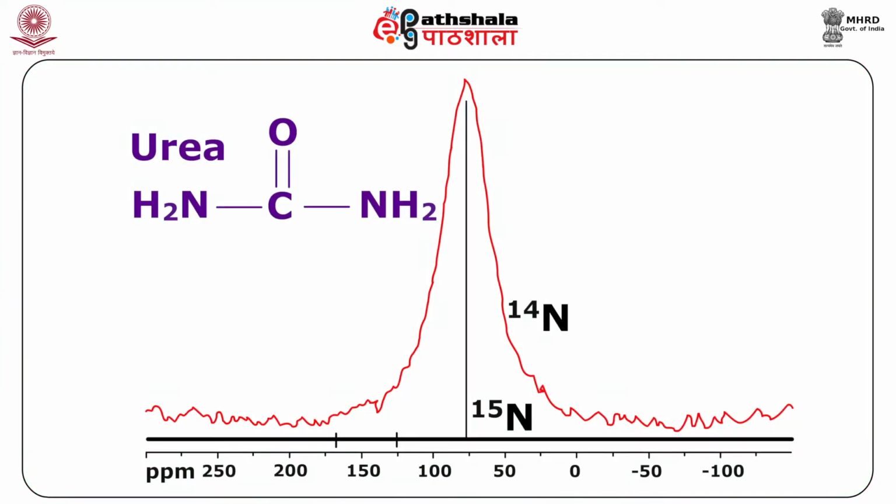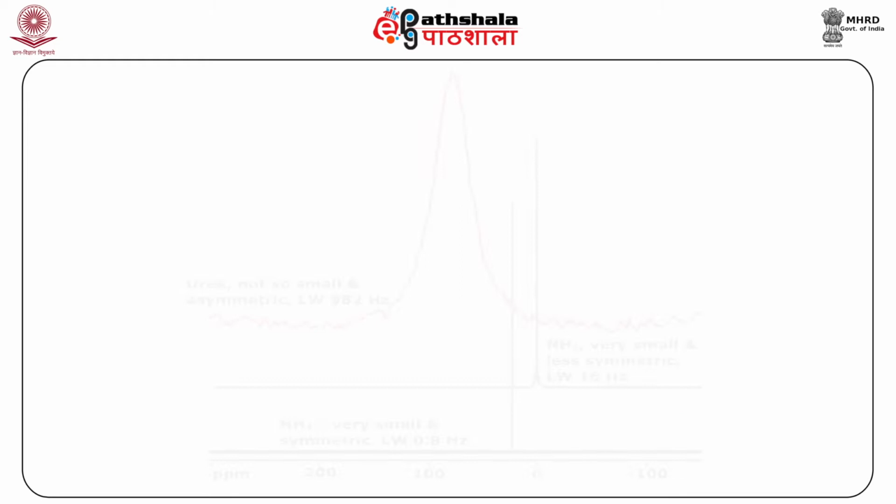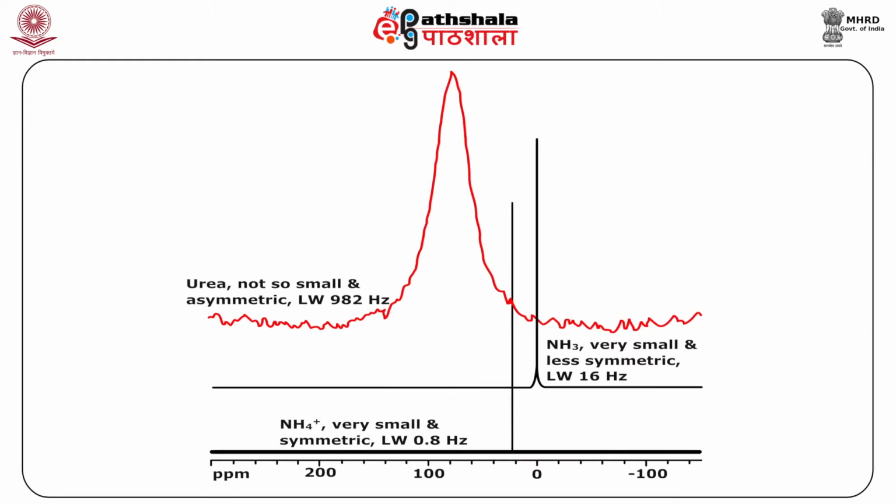Now here in this figure you can see the comparison of 14 nitrogen and 15 nitrogen spectra of urea. The 14 nitrogen signal is broader due to quadrupole moment. The extent of broadening depends on the molecular structure. Larger the molecule, more asymmetric the nitrogen's environment, broader is the signal.